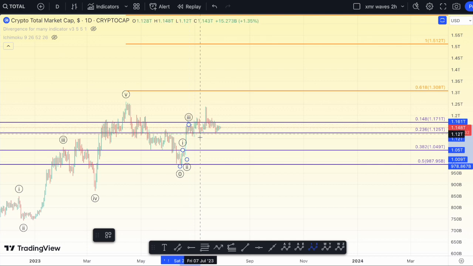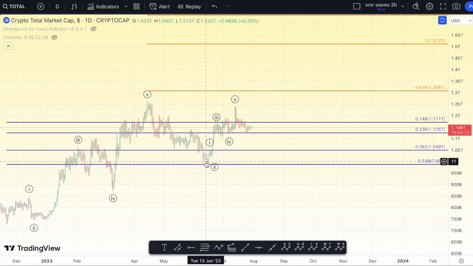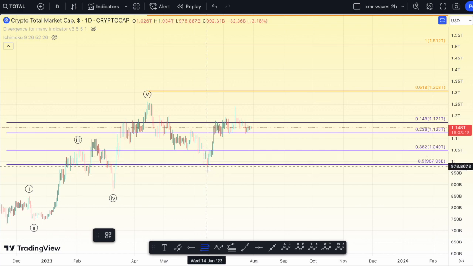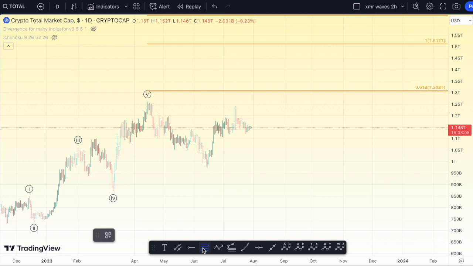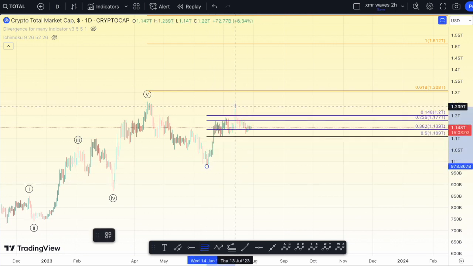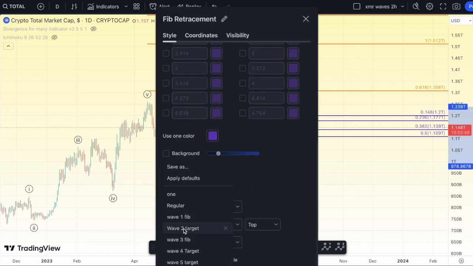Again, another expanded flat or running flat, and then we have the wave 5. So our wave C has already started, giving us the first 5 legs up. Now we are waiting for a retracement. Let me clean these purple levels. So we are waiting for another retracement, and this should be of this structure, wave 2 targets.